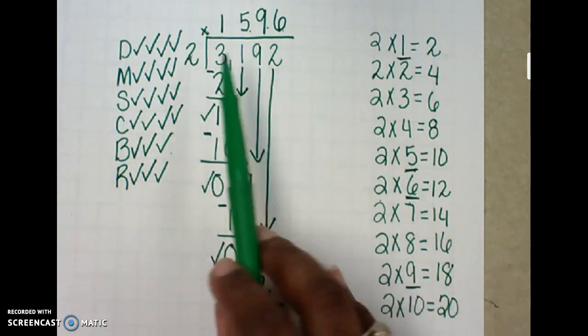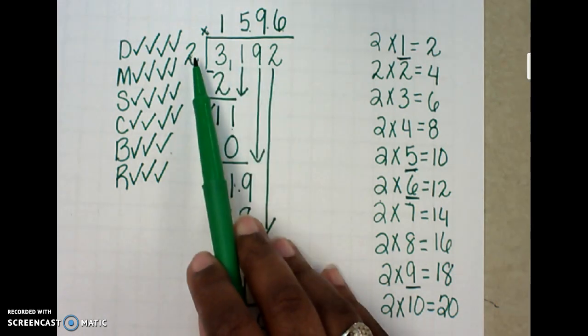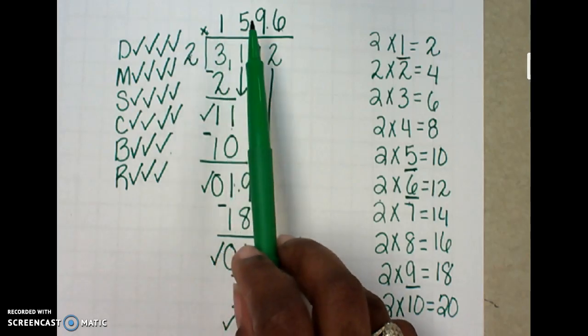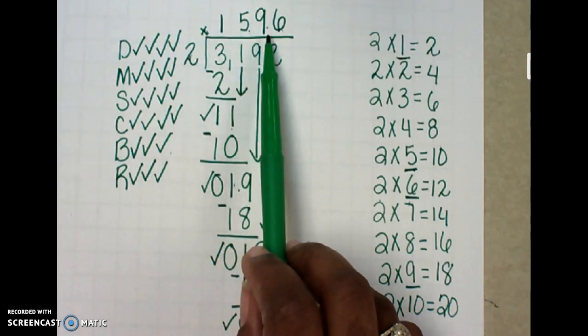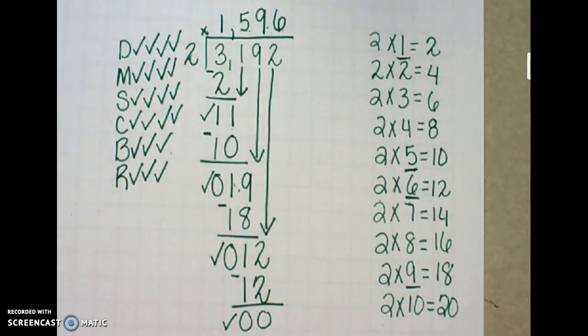So 3,192 divided by 2 is equal to 1,596. Let me put my comma. 1,596. Hopefully this helps you guys with division.